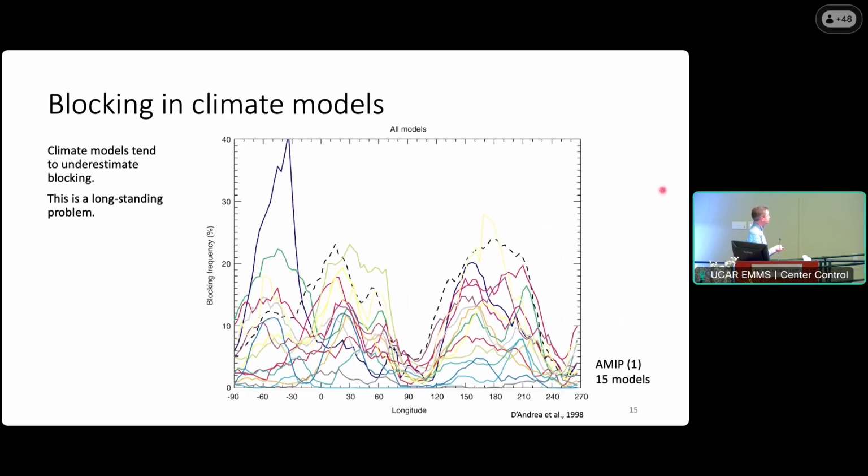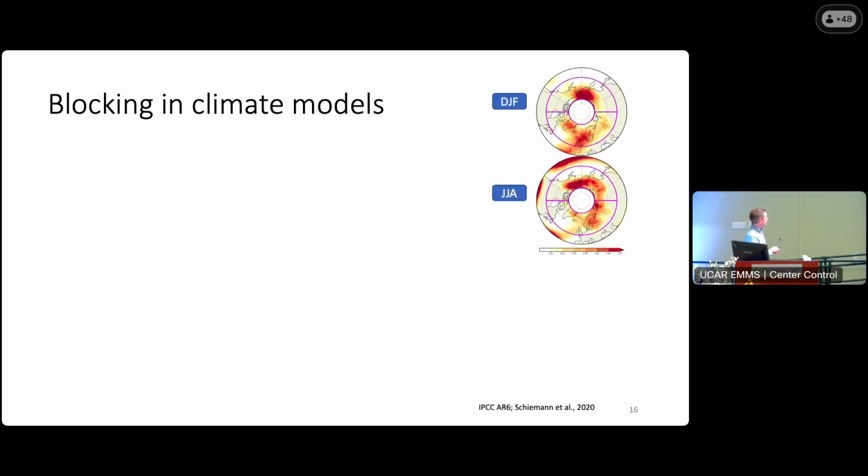Now, this is going 30 years or so back and looking at an evaluation of AMIP models. We can see that the models underestimate blocking frequency. This is a long-standing problem. The dashed line here is the reanalysis. And again, we see a lot of spread across the models. Then I'm going forward to the most recent generations of models, and I will use an evaluation with this 2D index that I introduced before. I have a Pacific sector and an Atlantic sector, and then I can calculate measures of performance across these two sectors, comparing the model with the reanalysis.